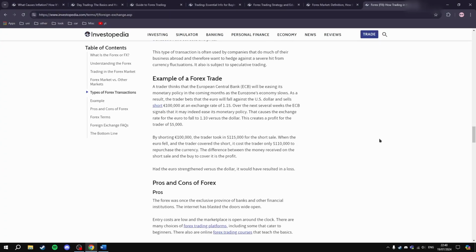This type of transaction is often used by companies that do much of their business abroad and therefore want to hedge against a severe hit from currency fluctuations. It is also subject to speculative trading.